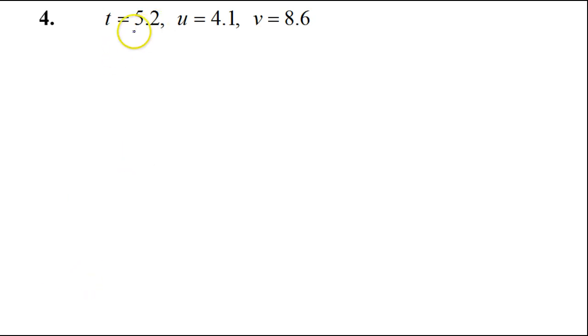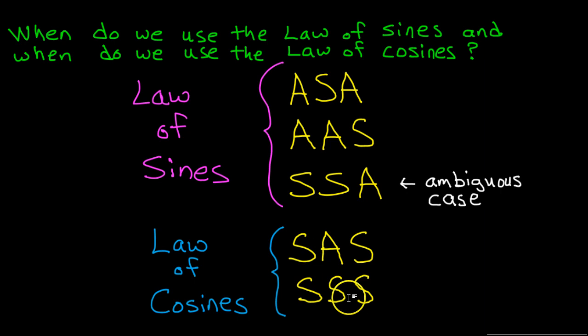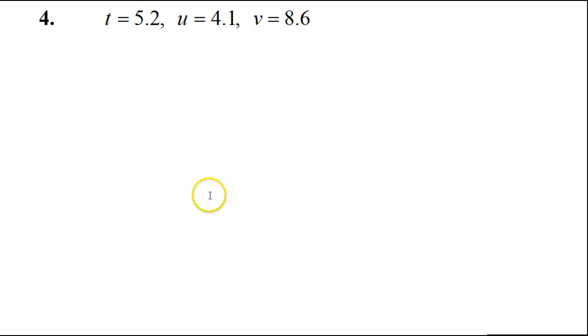All right, looking at number 4, I see that we are given 3 sides. And when we have a side-side-side situation, this is when we use the law of cosines. There is no ambiguous case, so I don't have to worry about that. So here's a picture, just for fun, though we won't really need it.